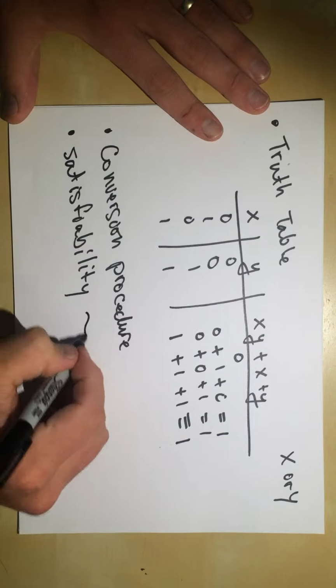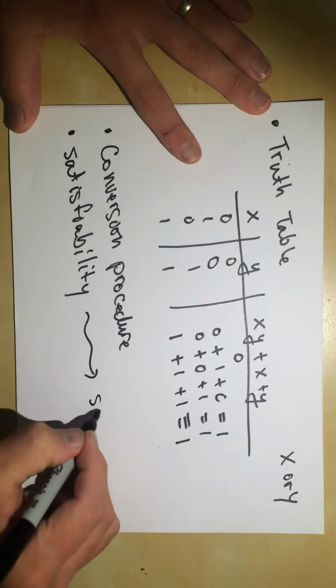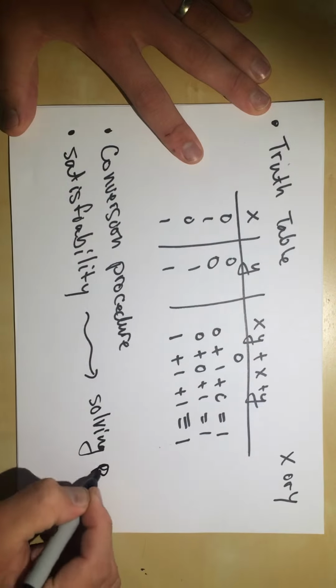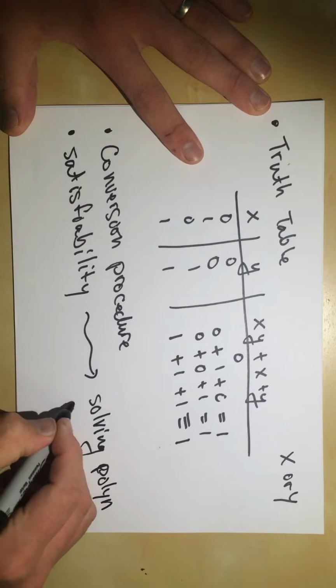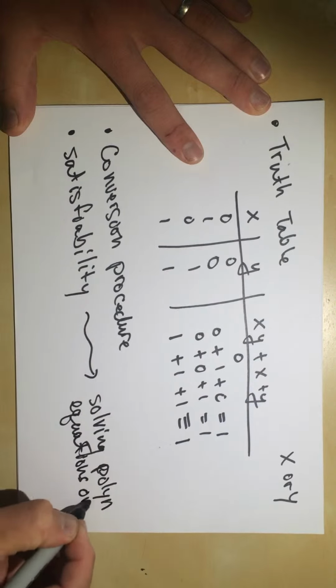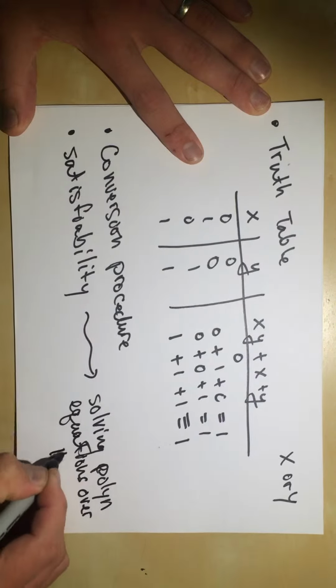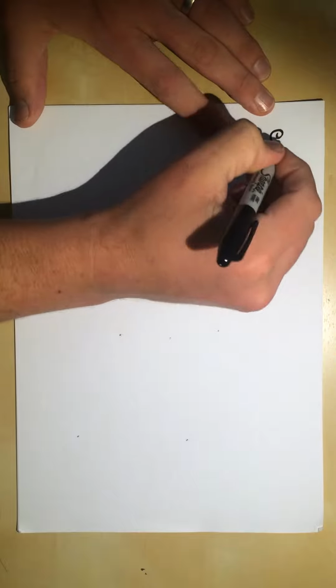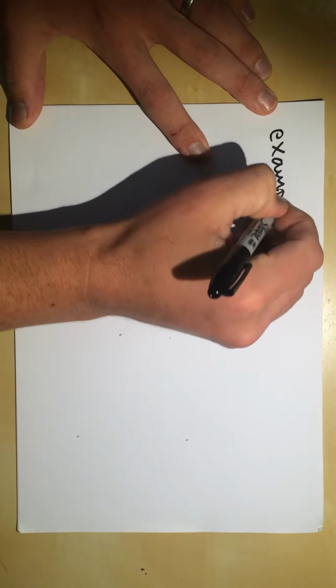Okay, and so the satisfiability on this side converts to solving equations, polynomial equations, over this field with two elements. And let me give you an example here of what I mean. So let's look at something that's not satisfiable.